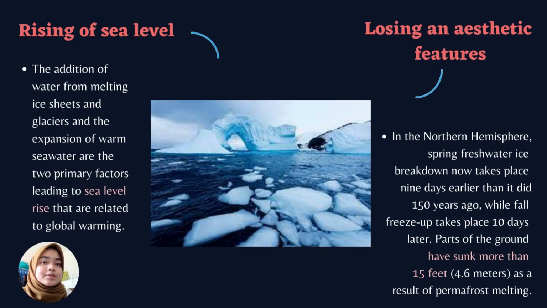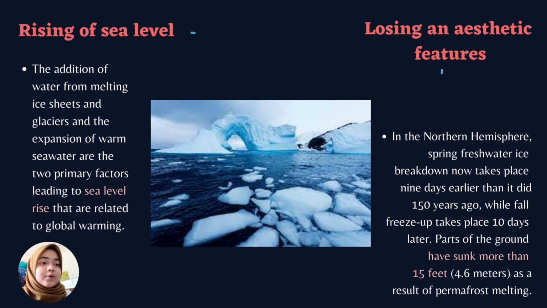So let's take a look. The first one is rising sea level. The addition of water from melting ice sheets and glaciers and the expansion of warm seawater are the two primary factors leading to a sea level rise that are related to global warming. And the second one is losing ecosystem features.